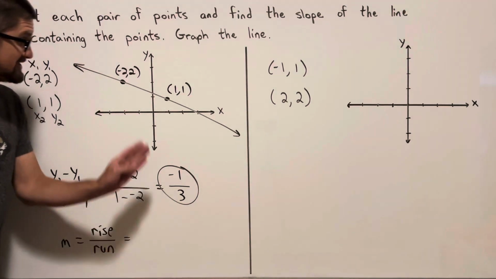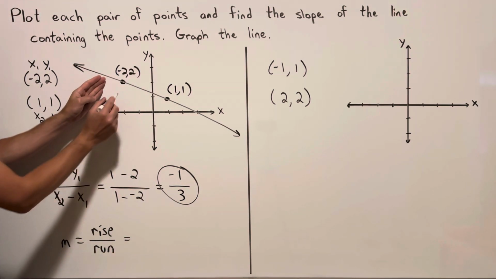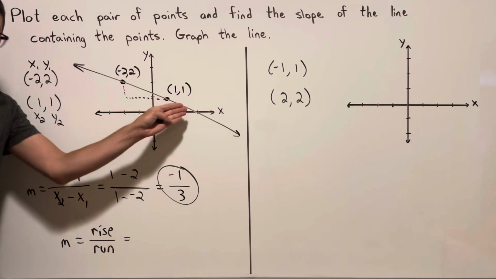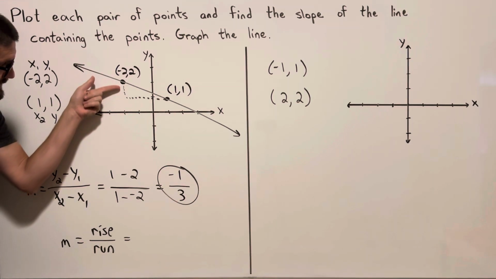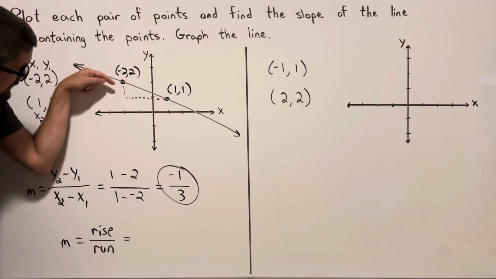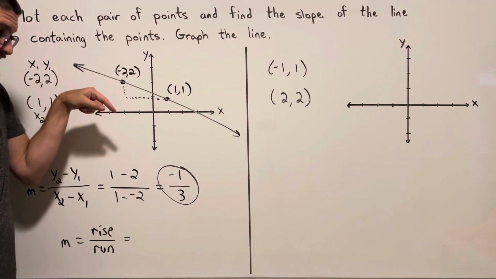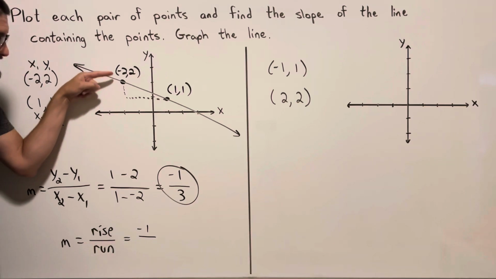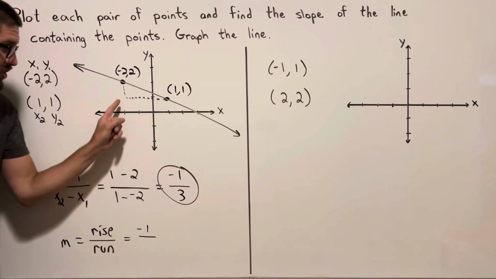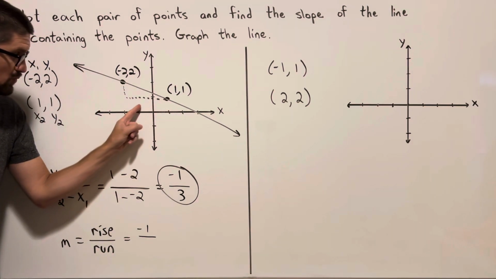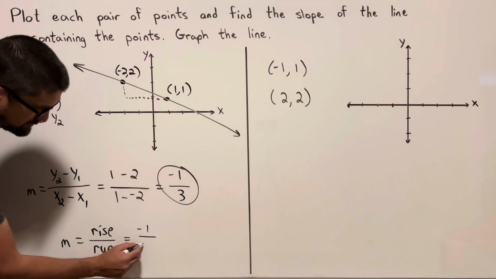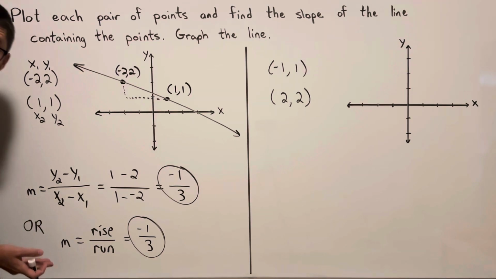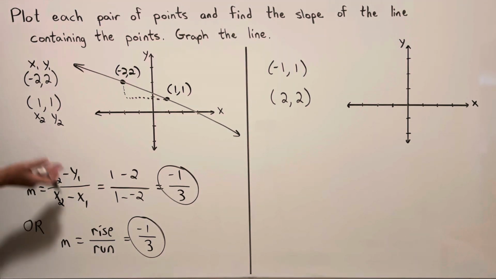What I like to do here is start with the leftmost point, and then I make a right triangle out of it. The rise to get to the second point would be the up and down distance. Since I'm going down, it's going to be negative, so I'm going down 1 unit. So the rise here is going to be -1. And then the run is how far you go to the right. So you go 1, 2, 3 units to the right. So the run would be 3. So there's 2 ways of finding the slope through a pair of points.